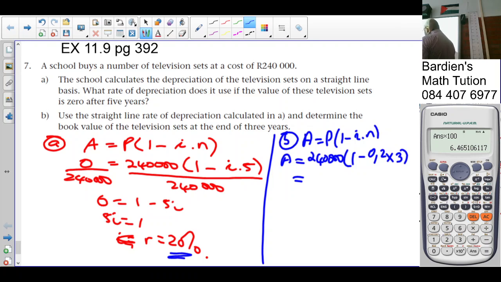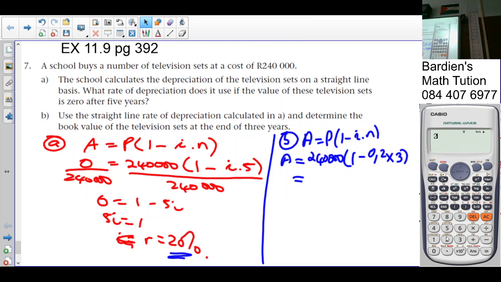Okay, so that gives us 240,000 into 1 minus 0.2 times 3. Gives you? That's 96,000.